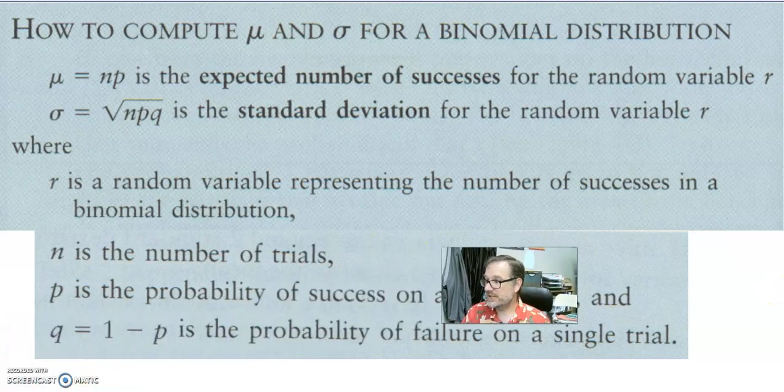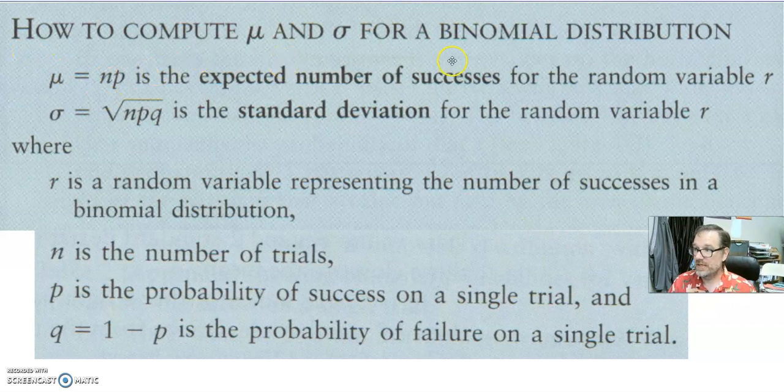So how are we going to compute our mean and our little sigma, our standard deviation? Awesome, glad you asked. The mean of a population is going to be n times p: the number of trials, the number of times I'm doing my experiment, times the probability that I get a success. Then for my standard deviation, I am going to do n times p times q, the number of trials times the probability of success times the probability of failure. Take the square root of that product. That gives me my standard deviation.